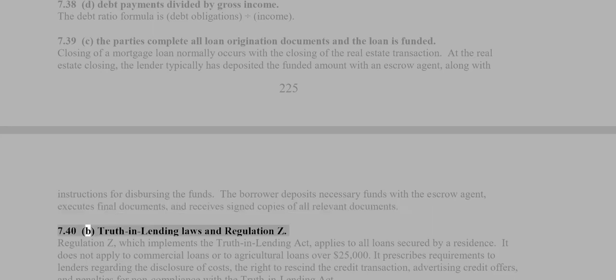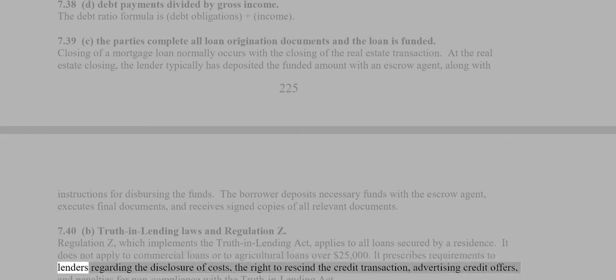7.40 B. Truth in Lending Laws and Regulations. Regulation Z, which implements the Truth in Lending Act, applies to all loans secured by a residence. It does not apply to commercial loans or to agricultural loans over $25,000. It prescribes requirements to lenders regarding the disclosure of costs, the right to rescind the credit transaction, advertising credit offers, and penalties for non-compliance with the Truth in Lending Act.